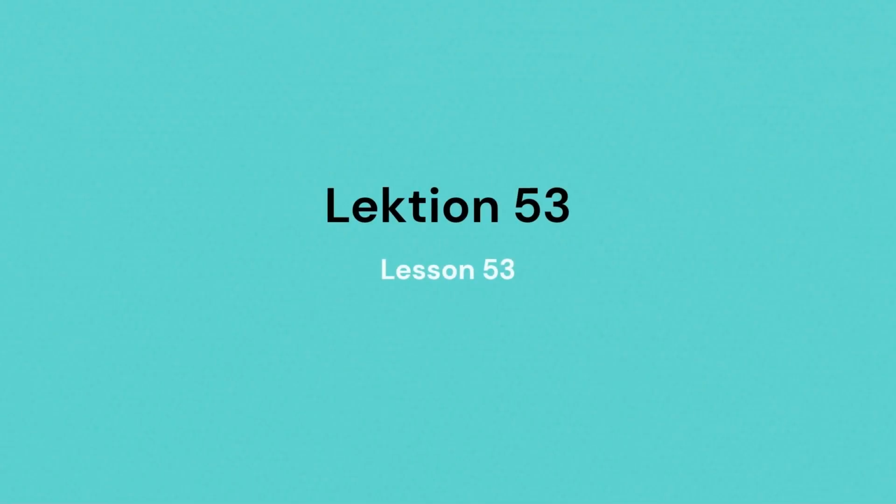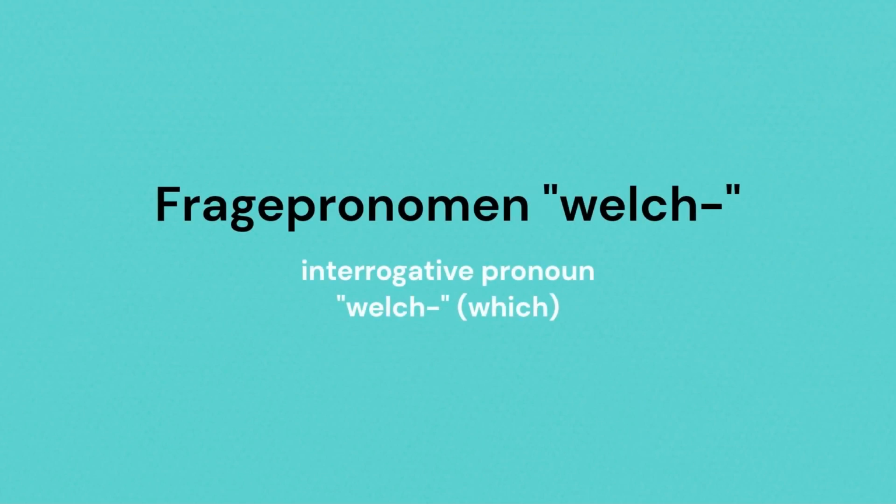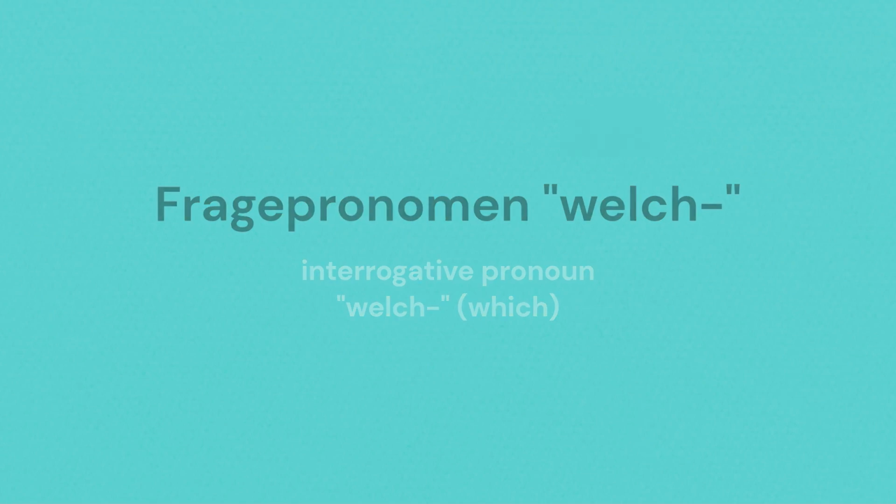Lektion 53. Fragepronomen welch, welcher, welches, welcher, etc. You use this interrogative pronoun when you're asking about something particular. Let's look at a few examples.